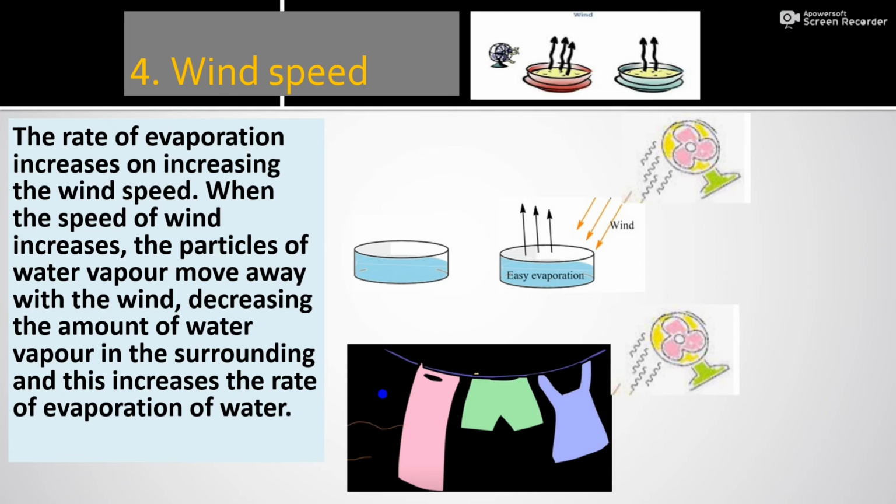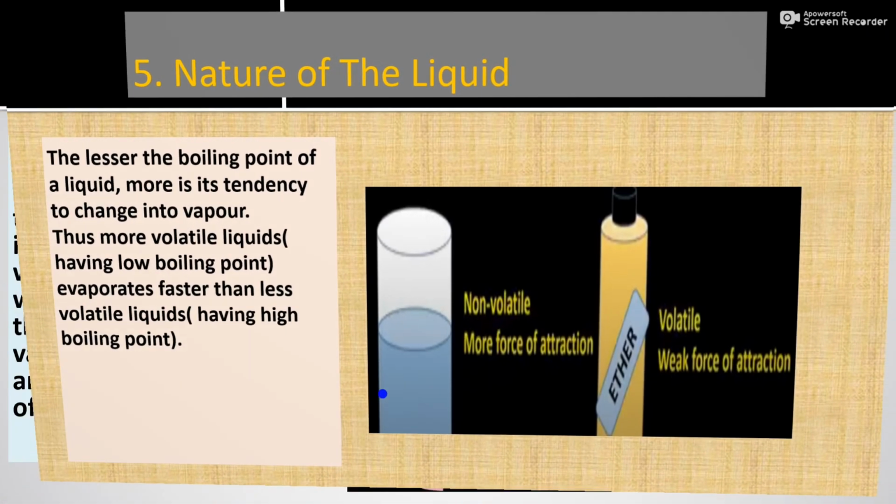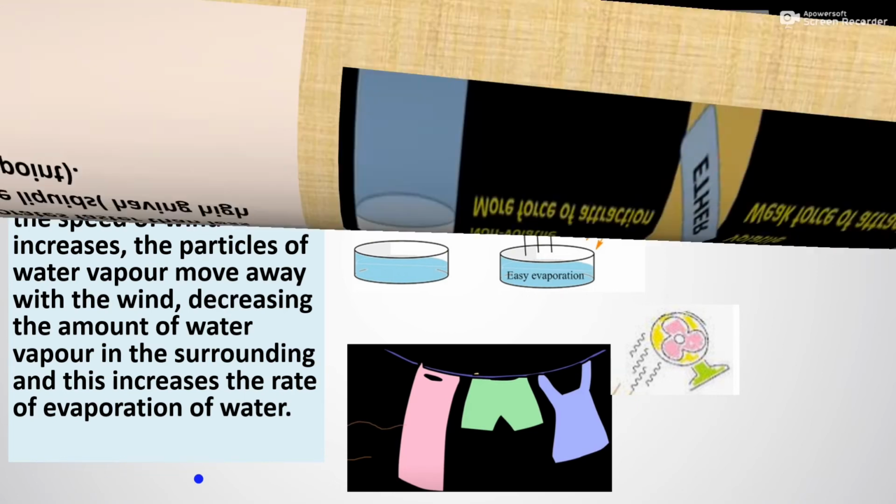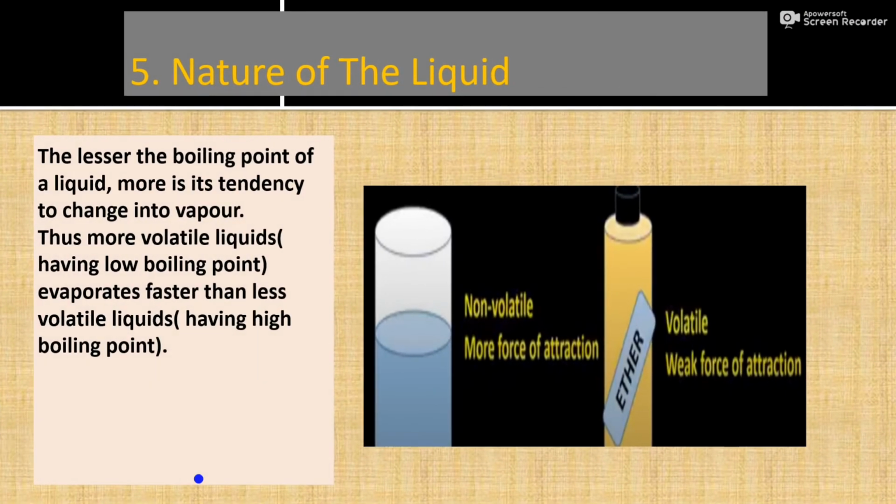Okay, wind speed. The rate of evaporation increases on increasing the wind speed. When the speed of wind increases, the particles of water vapor move away with the wind, decreasing the amount of water vapor in the surrounding, and this increases the rate of evaporation of water. So we unfold the wet clothes in such an area where there is a flow of wind available.